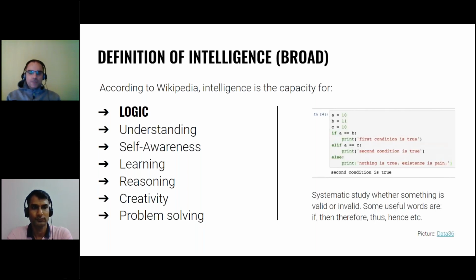Logic is the ability to systematically study whether something is valid or invalid. Some useful words are if, then, therefore, thus, hence. And you can see here a brief snippet of Python code. For those of you who are familiar with Python, you know that these logical operations are one of the main pillars of Python, and the ability to solve those problems in a very logical manner.